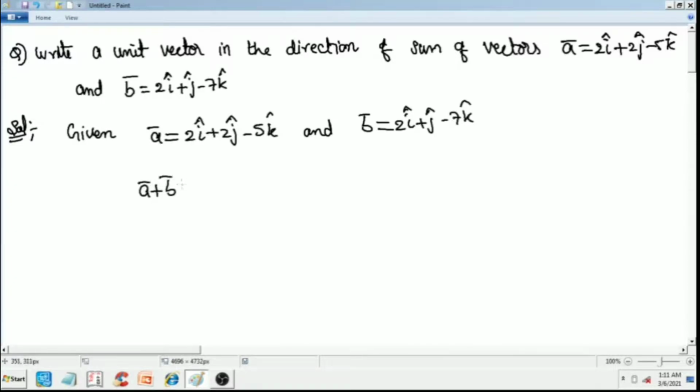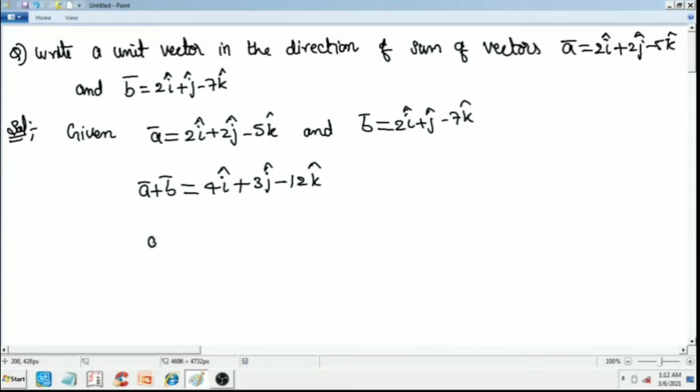Sum means a bar plus b bar is 2 plus 2, add the coefficients of i. 2 plus 2 is 4, 4i. Add the j coefficients, 2 plus 1 is 3, 3j. Minus 5 minus 7 is minus 12, k bar.